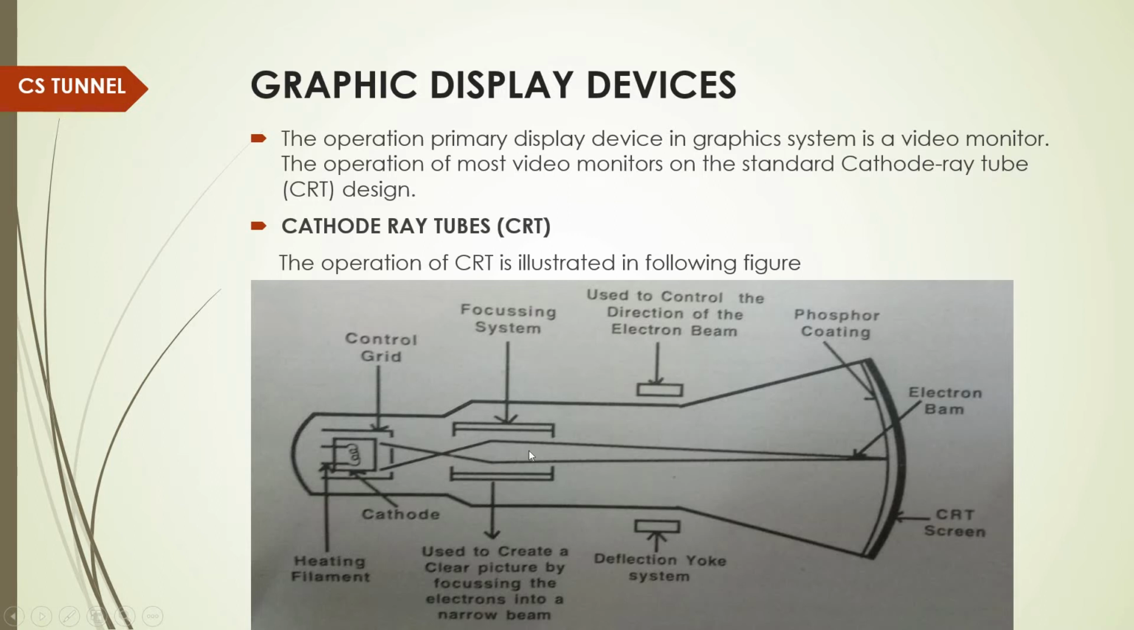It consists of a focusing system which is used to create a clear picture by focusing the electrons into a narrow beam. It has a deflection yoke system which is used to control the direction of the electron beam, and the main part is the CRT screen on the right side of the CRT tube, which is coated with phosphorus, on which the electron beam is projected by the electron gun, causing the phosphorus coating on the CRT screen to glow.